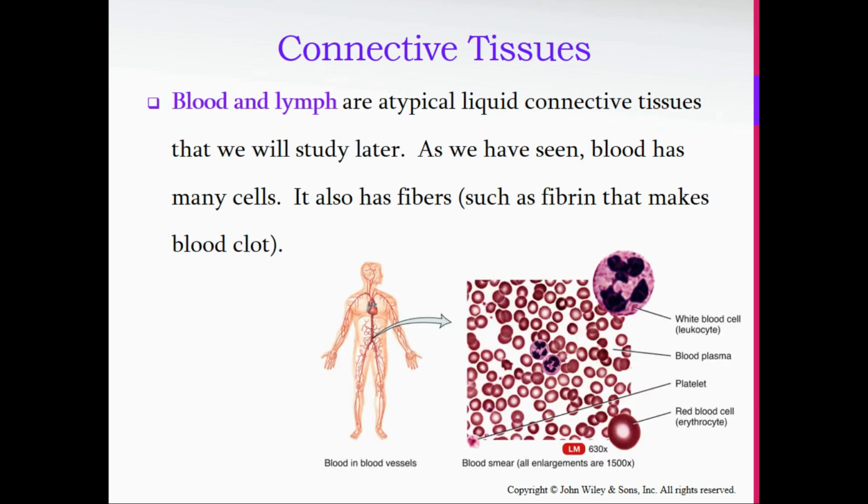Blood and lymph are atypical liquid connective tissue. They don't hold anything together per se, but they do classify as connective tissue. Their job is to carry nutrients and oxygen, dissolved gases, hormones, that kind of thing, and waste products so that they can be filtered out of the body. As we have seen, blood has many cells. It also has fibers such as fibrin that makes a blood clot. When we talk about platelets in the blood, we will talk about that. That's about the only time blood will connect anything, when there is a blood clot.